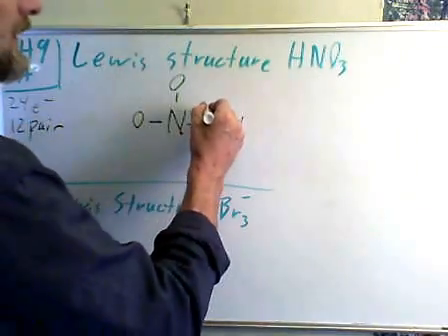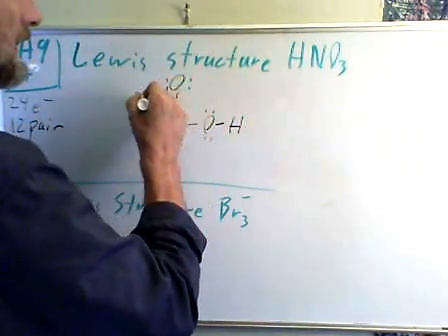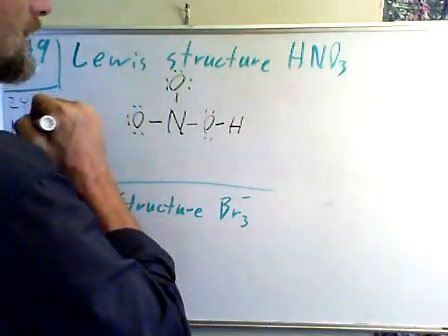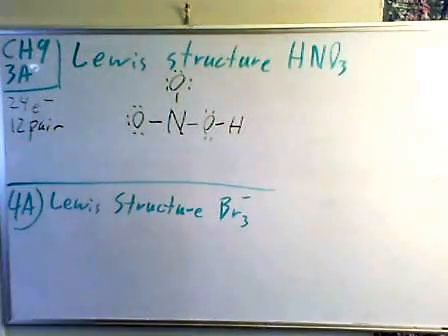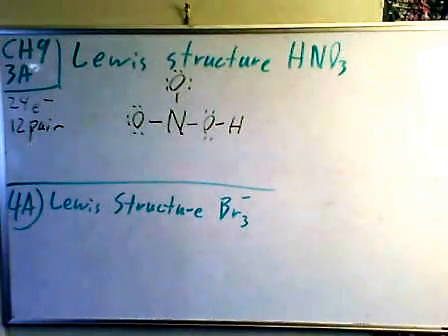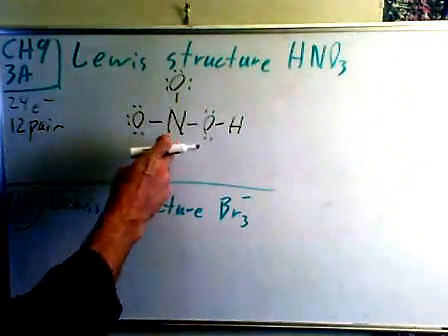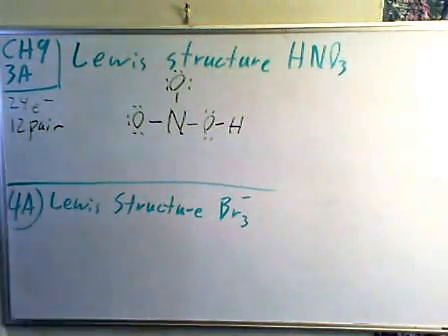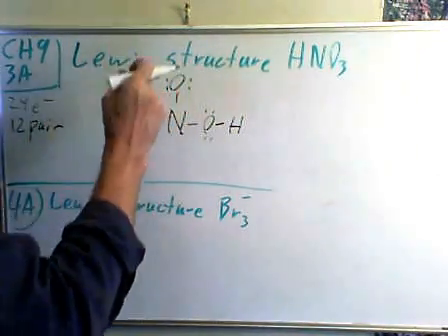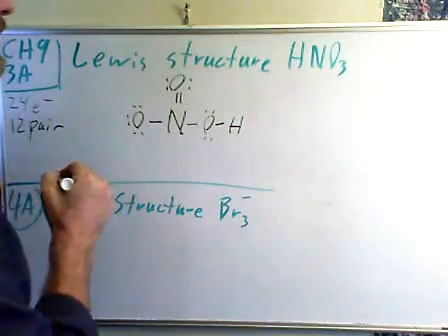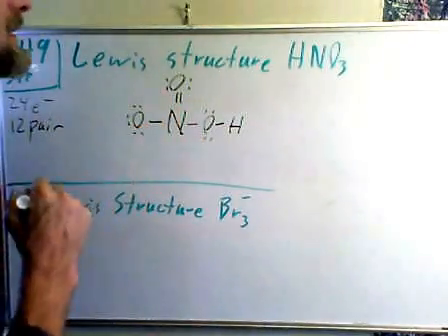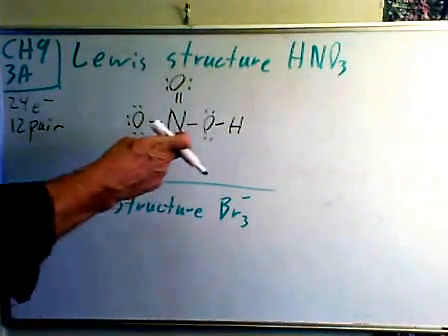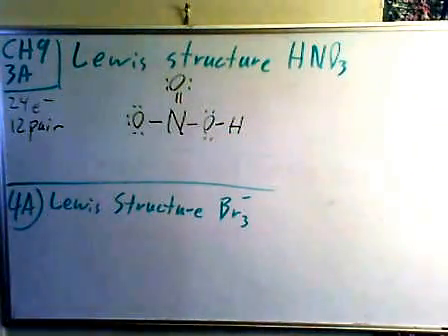5, 6, 7, 8, 9, 10, 11, 12. So we've used up all our electrons, but we're missing a pair on the nitrogen. So to complete it, we're going to steal one pair off the oxygen and make a double bond. So now the nitrogen has its 8 electrons. Everything else is a complete octet. Hydrogen only gets 1 pair of electrons.